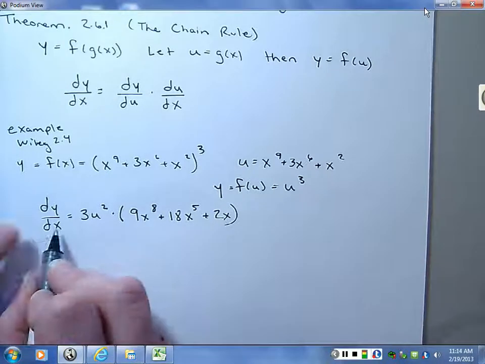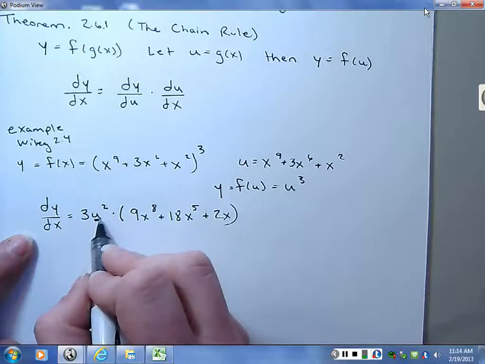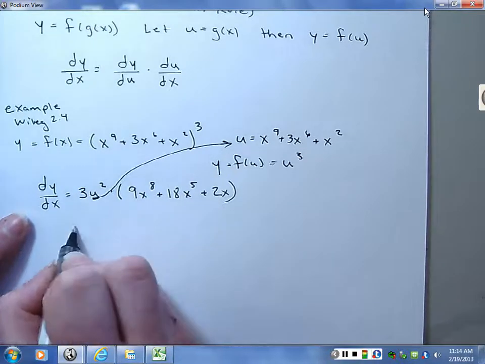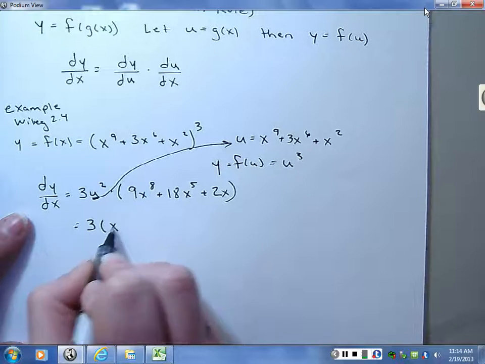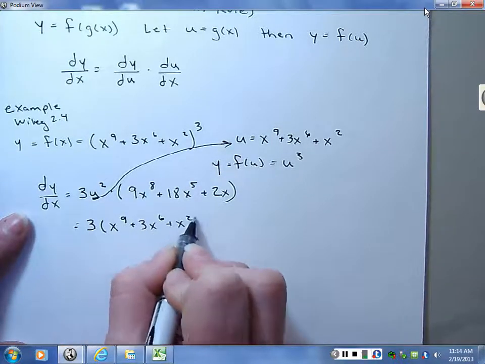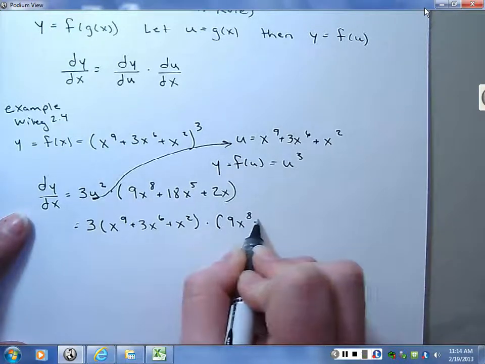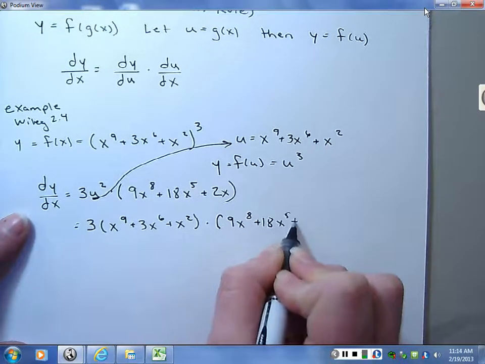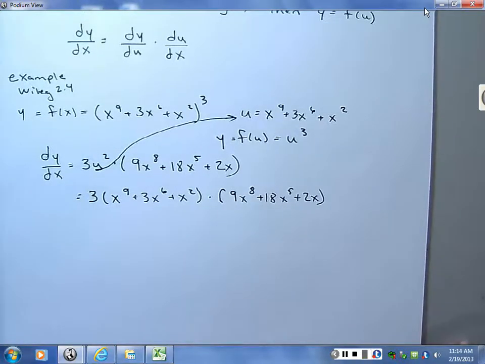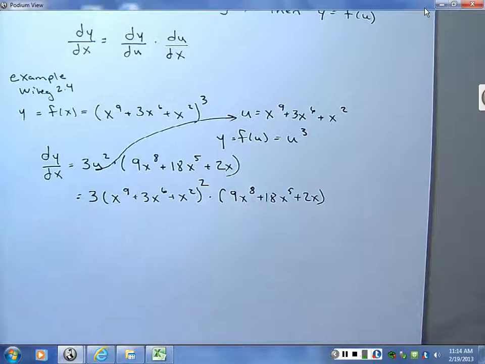So now I want to write everything in terms of x. I rewrite u in terms of x. So I can write this as 3 times x to the 9th plus 3x to the 6th plus x squared, squared, times 9x to the 8th plus 18x to the 5th plus 2x. The u is squared, thank you.